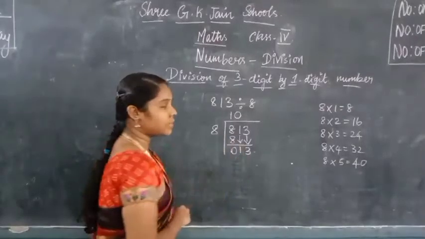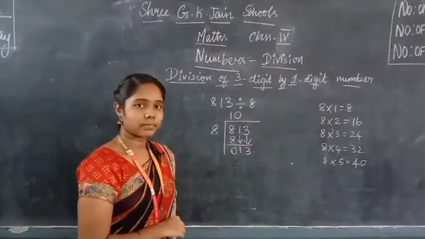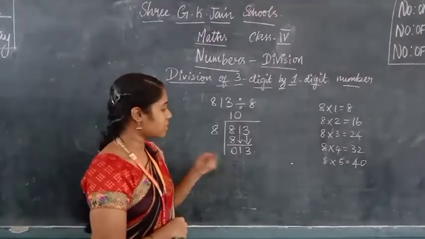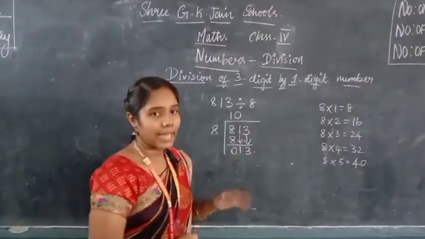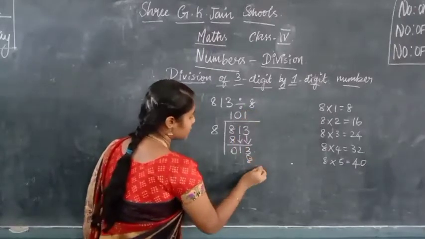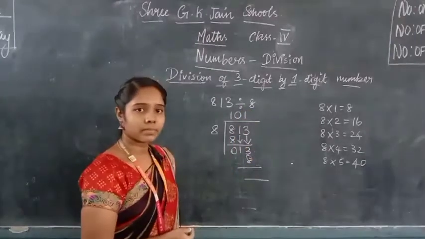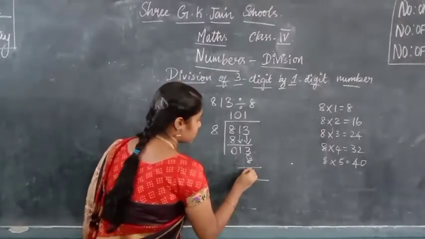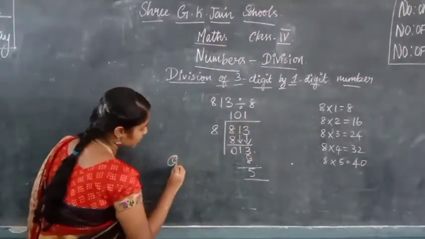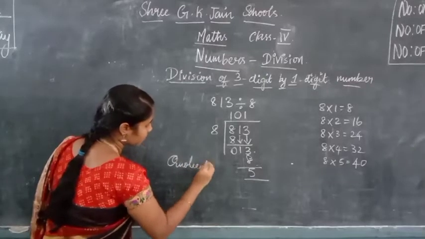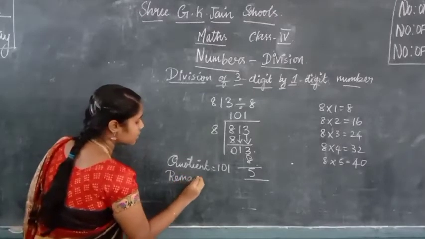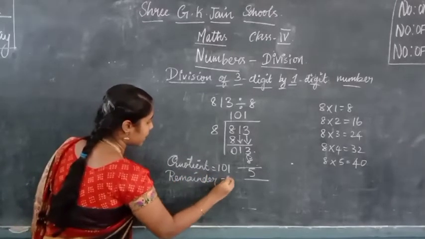Now see 13. Is 13 going in the 8 tables? No, it is not going, but you have to see the smaller number than 13. Which is the smaller number than 13 in the 8 tables? 8 is the smaller number, right? So how many times? 1 time 8. Now 13 minus 8 is 5, right? So what is the quotient and the remainder? The quotient is 101. What is the remainder value? The remainder is 5.